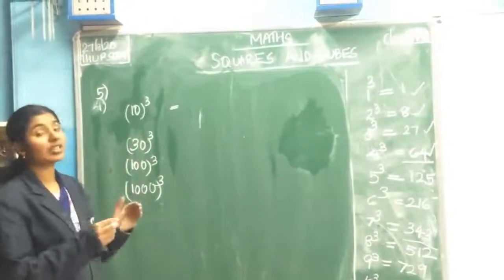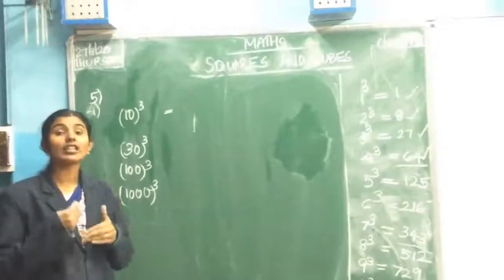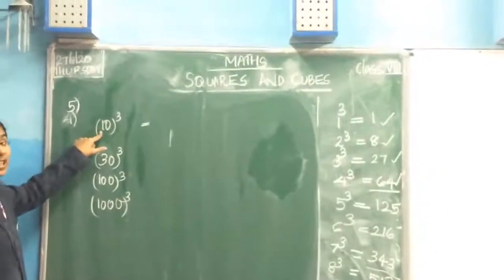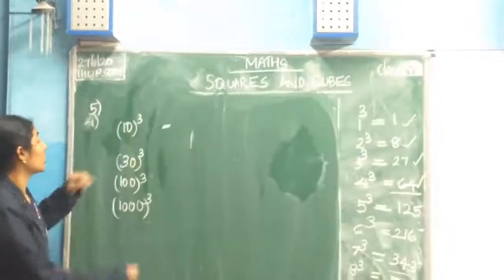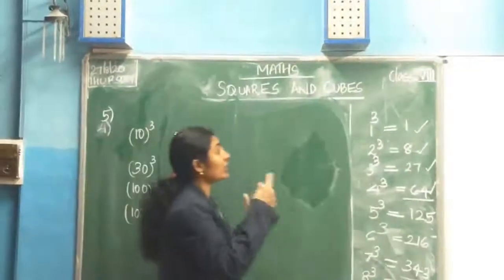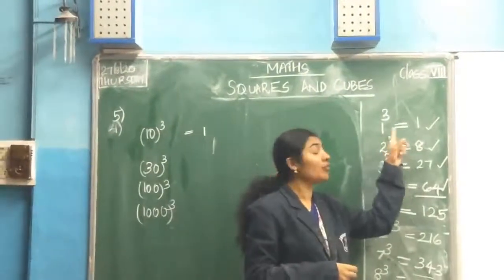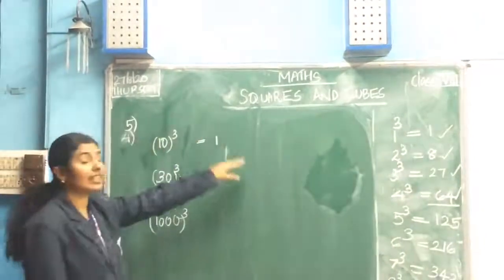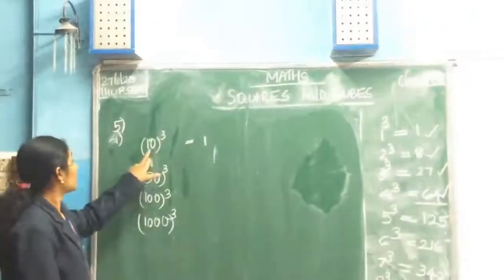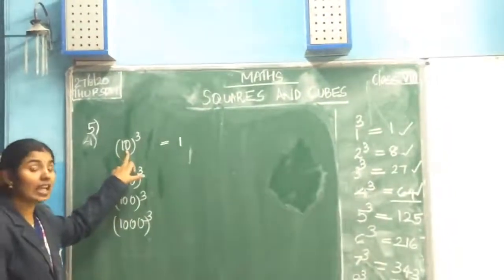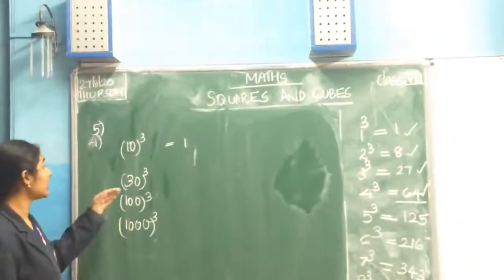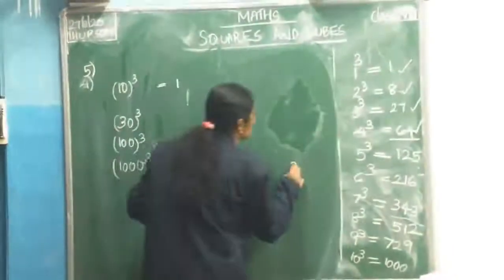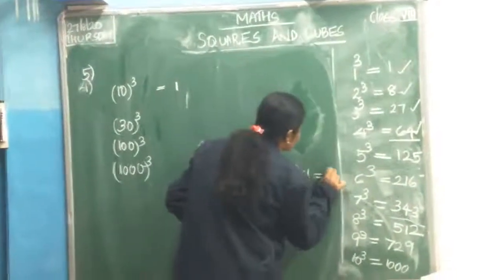See, which is the first number they have given? 10. You should take the cube of that. Which number have they given here? 1. If you are taking the cube of 1, you will get 1 itself. What is the cube of 1? That is 1 itself. And see how many zeros they have given in that number? Only 1 zero. What is 3 times of that? 3 times 1 is 3.